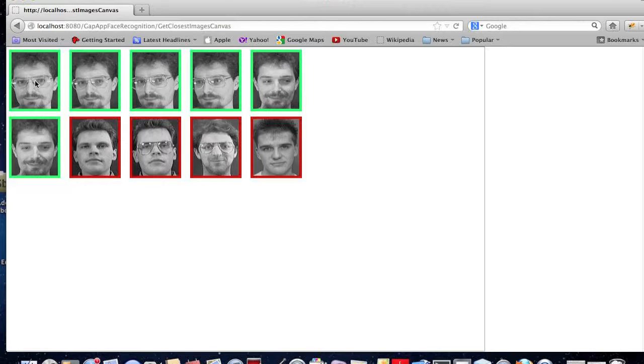Now if you notice, some of the faces don't belong to that original person. And you can tell which ones don't belong. Well, you can tell just by looking because it's not the same face. But the ones that are circled in red are the ones that are the wrong face. The green are the good faces.